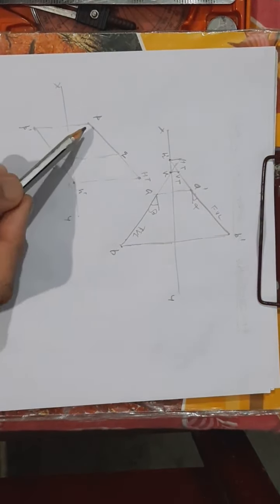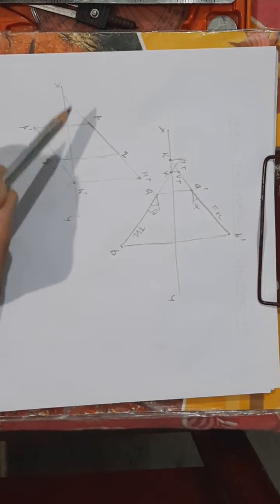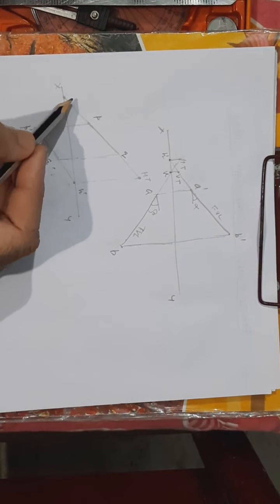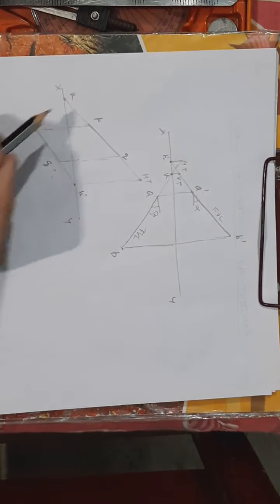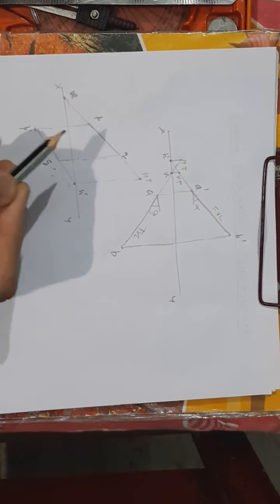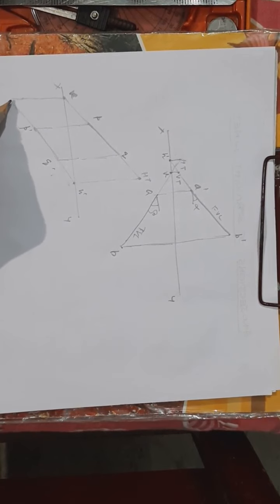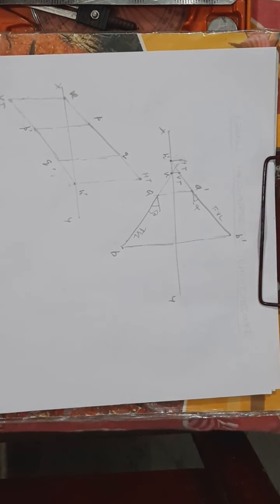And similarly, here we have already found out HT. Now you have to extend your top view so that it meets the XY line here. So this will be your V, small letter V. And from there you can draw a perpendicular so that the front view extended will come and meet the perpendicular here. So this is your VT.